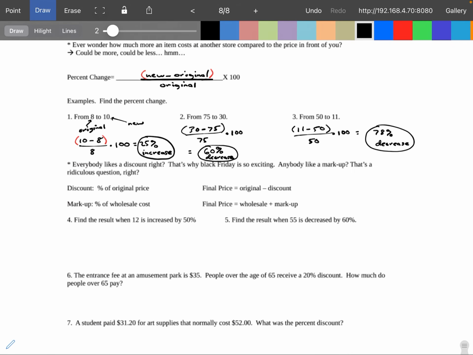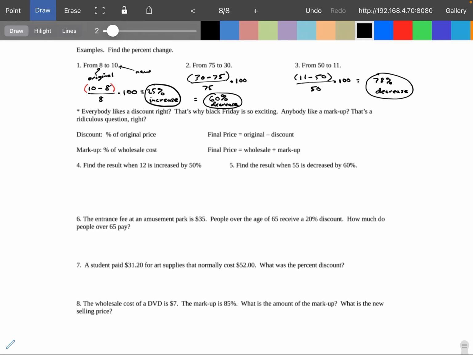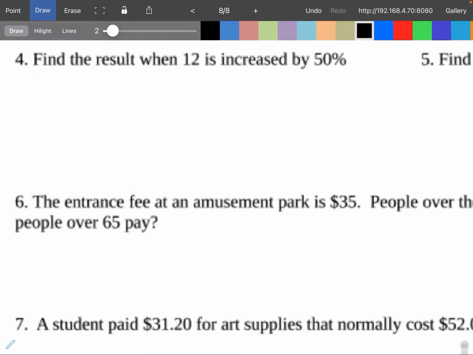Any questions so far? All right, let's look at the rest of these problems. How many do we have to do? So we've got 1, 2, 3, we've got 4 more. That's it, right? No, 5 more. All right, so the next part. Number 4 says find the result when 12 is increased by 50%.